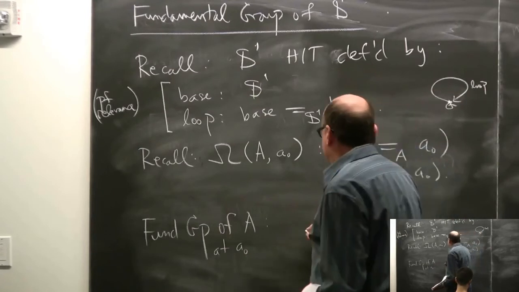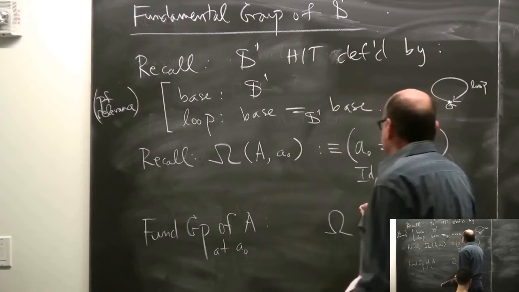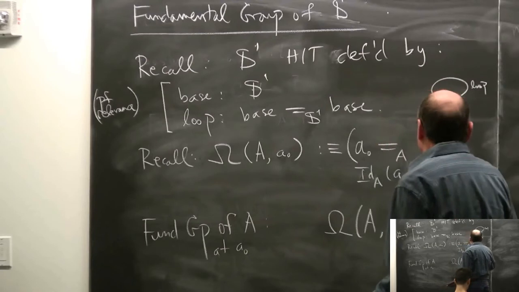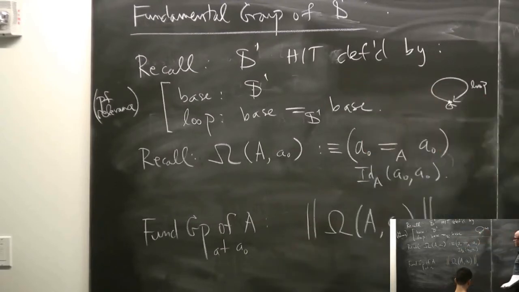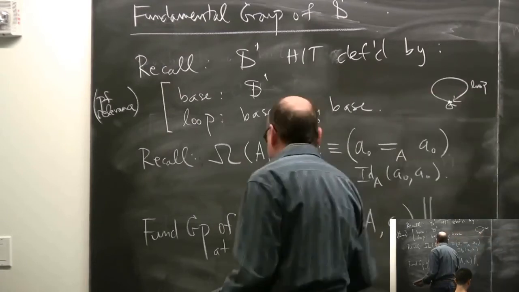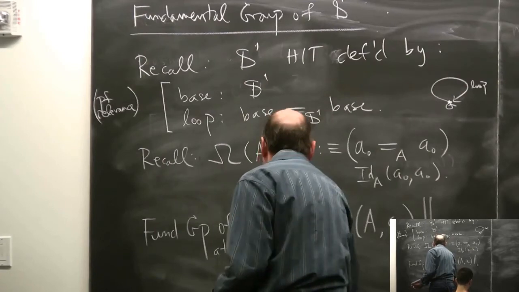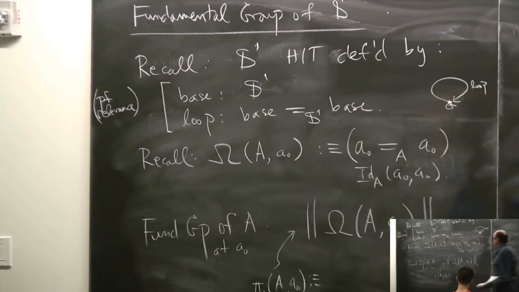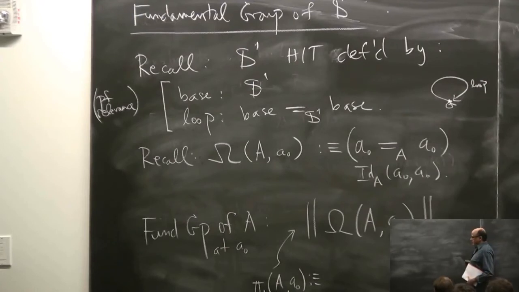Well, that's really written like this. You take the loop space of A at A naught, and then you form its zero truncation. And this thing is called, by definition, pi1 of A naught, the thing that I've written there, the zero truncation of the loop space.